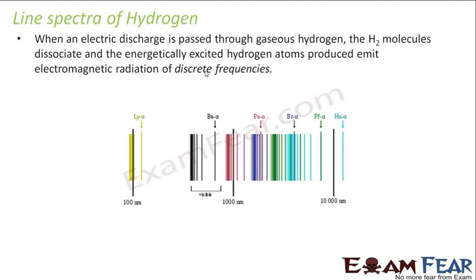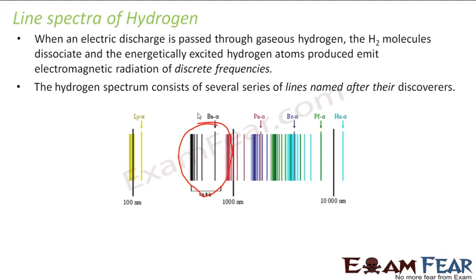If you see, only this particular one, Balmer, is visible. Apart from these, the others are not visible. Only these are visible. And all these spectra, Balmer, Lyman, Paschen, I'll show you, are named after their discoverers. The people who discovered them named them after themselves.